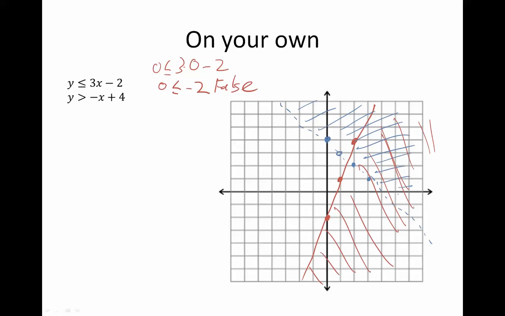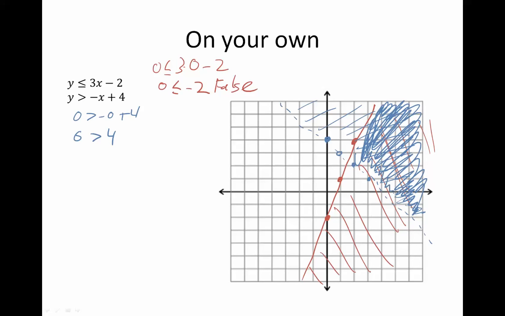Again, if I plugged in 0, it's going to end up being a false statement. This says 0 is greater than 4, also not true. And then my solution is the double shaded region. So that's going to be this area right over here. All of that is going to be shaded because it's double shaded in that section, which makes that my solution.